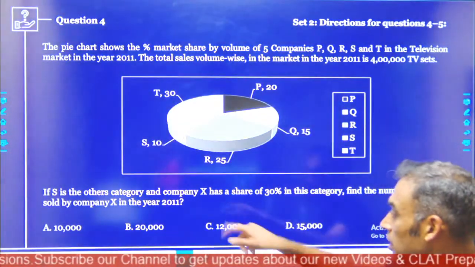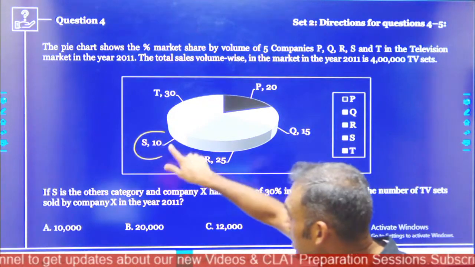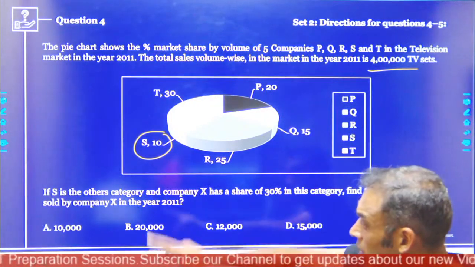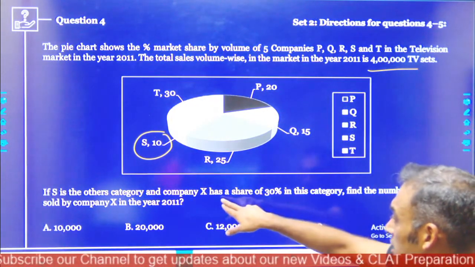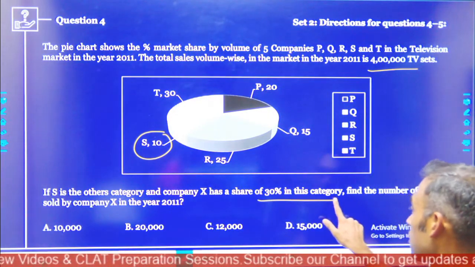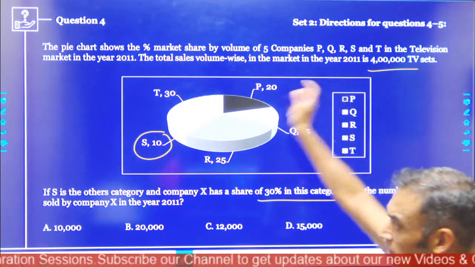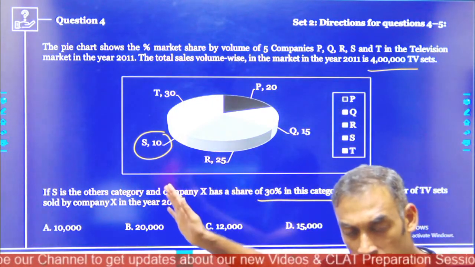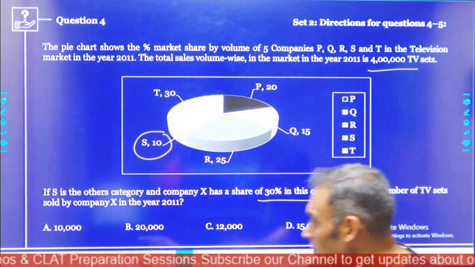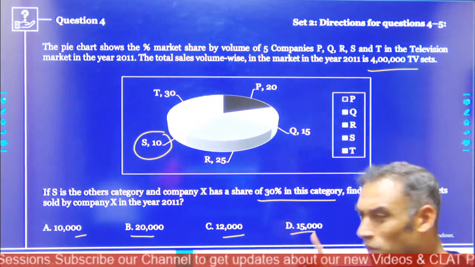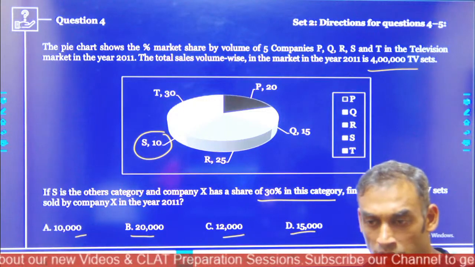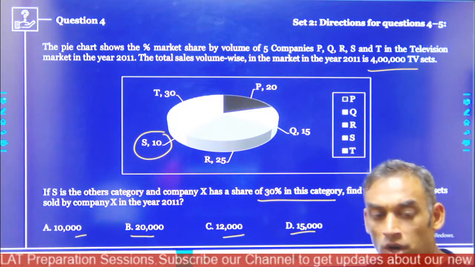Okay. First thing. Now in this, there is this category S. Now S is a category. The total that is given to us is 4 lakhs. Out of 4 lakhs, S is the others category, and company X has a share of 30% in this category. Now just figure out: of 4 lakhs, 10% is 40,000. Now don't get confused with the numbers here, because everything is in thousands. So don't worry about numbers. Just worry about what will be the first 2 digits when you get the answer.